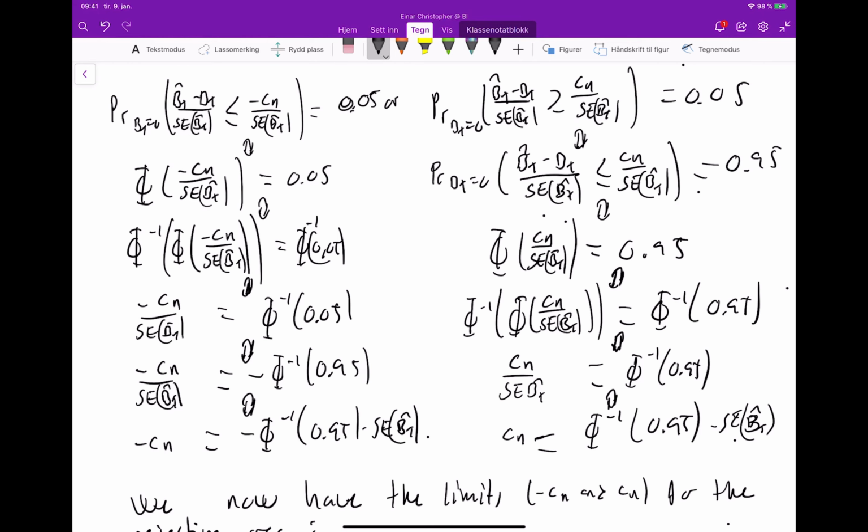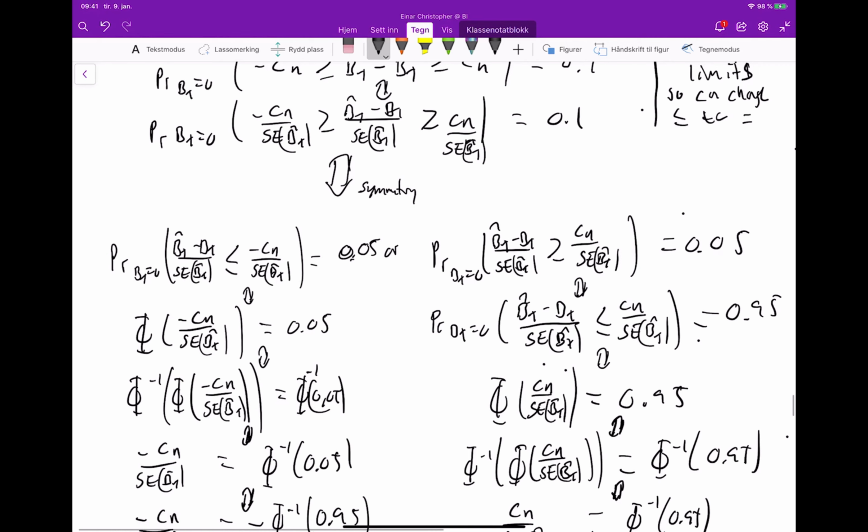And we know that, I haven't written it here, but we have done it before in earlier exercises. So under H0, this one is normally distributed 0,1. I don't say any more about that, so I can call it Z. And this one is also normally distributed 0,1 because it's the same. And therefore, the probability that this Z is less or equal a number is the same as the CDF of this number minus Cn divided on standard error beta 1 hat. And this should be equal 0.05.